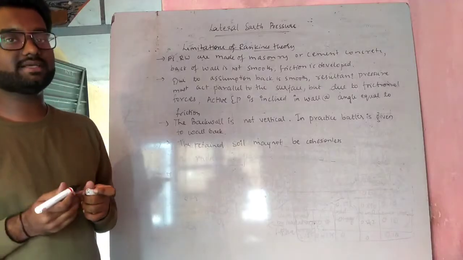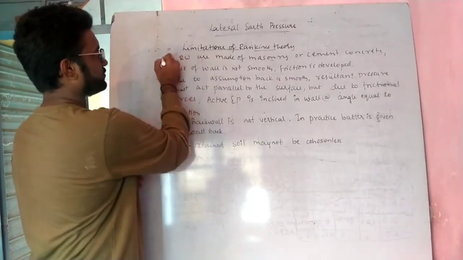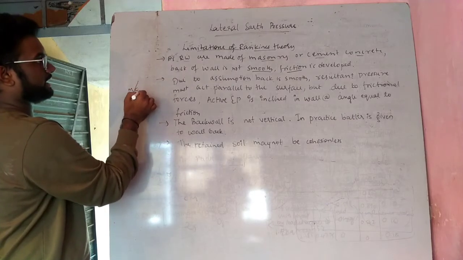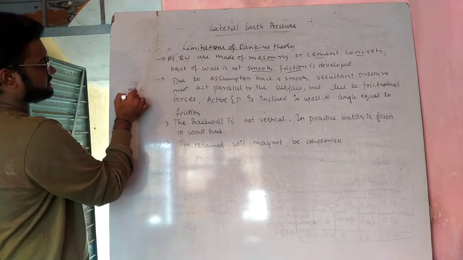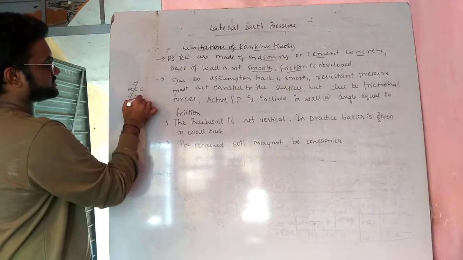So what are the drawbacks of this Rankine's theory? Initially, the first point says the wall is made up of masonry, concrete and also cement. Because of that there is a certain amount of roughness on the surface. Because of the roughness, what happens? Friction is developed.